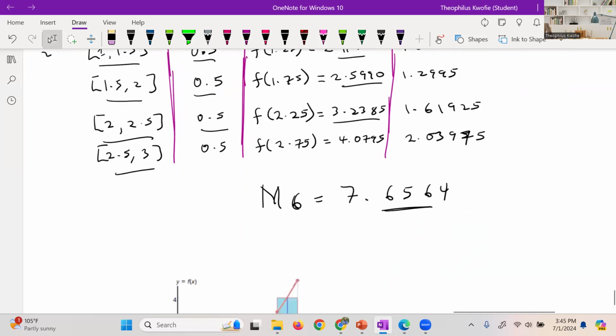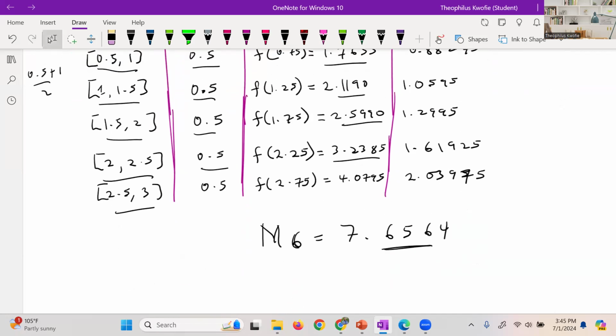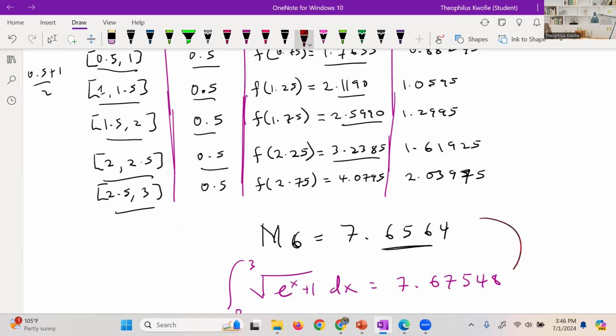And this value is a slightly better approximation of the definite integral, because when you use the computer to run the result for this particular problem, you should be able to get, I think, 7.67548. So we see that these two values are almost close. Okay, so the midpoint has given us a slightly better approximation of the definite integral.